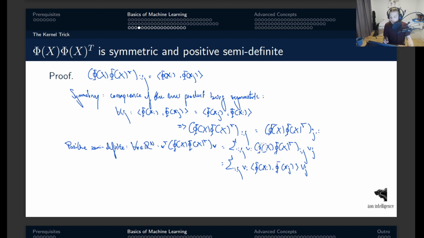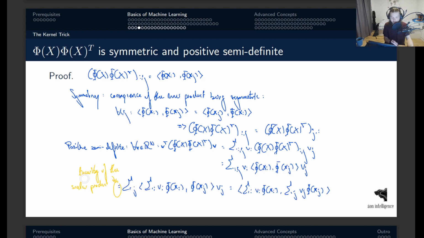And then we recall that this entry corresponds to the inner product between these two feature mapped observations. And then we can employ the linearity of the scalar product. And what this allows us is to push the vector entries vi into the first argument of this inner product. So we now sum over all indices i. And for each term of the summation, we multiply the ith entry of the vector v with the feature mapped observation xi, and this now becomes a constant essentially. It will be fixed for all summations over j.